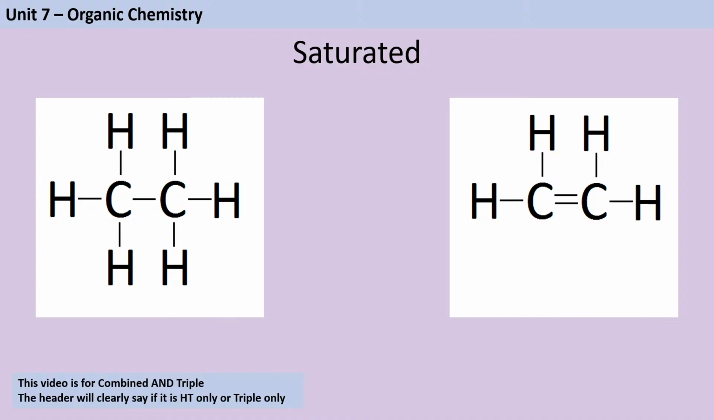Okay, so saturated hydrocarbons. The molecule on the left is saturated because every atom is making the maximum number of single bonds to different atoms. Different is crucial. The molecule on the right is unsaturated.